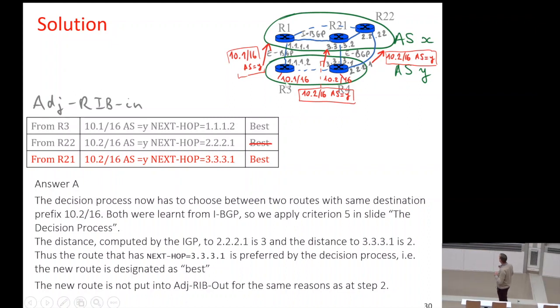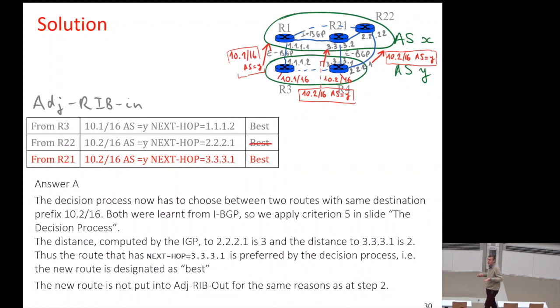The semantic of the next hop means: if I keep this route 221, which is this leg here, the traffic to this destination will, inside ASX, be sent towards this address. So the next hop decides what is the exit point we will choose to this destination.